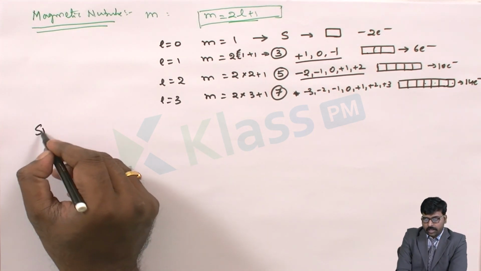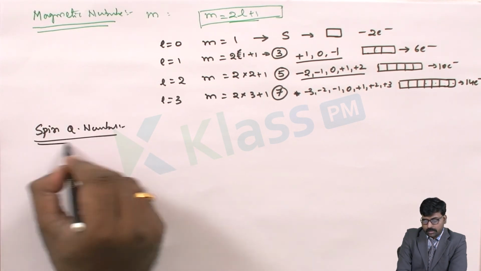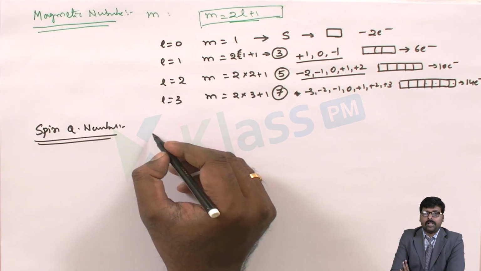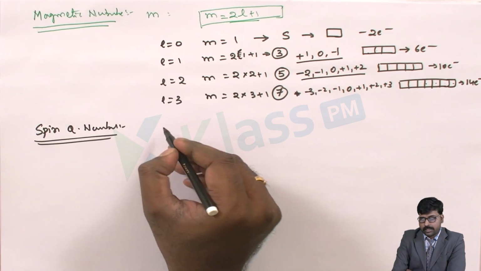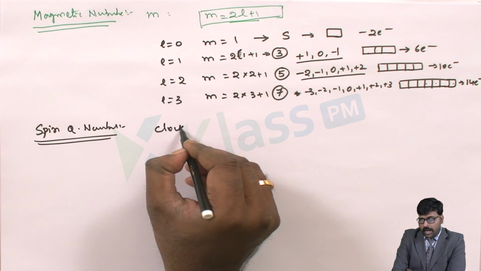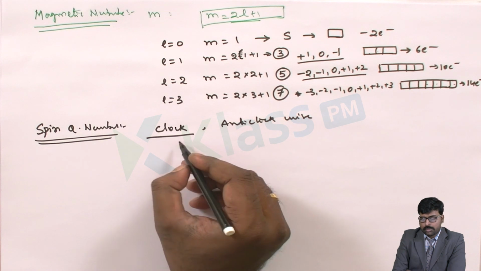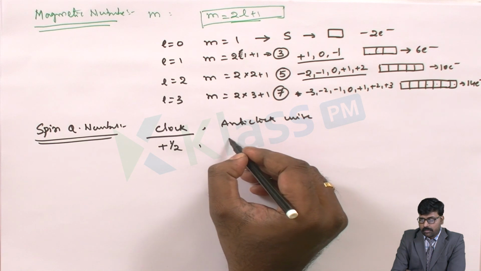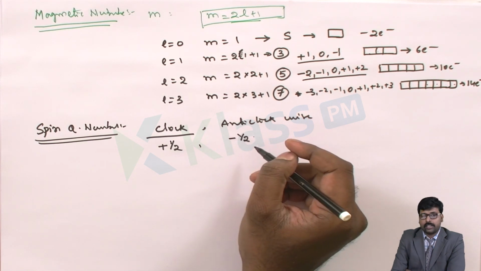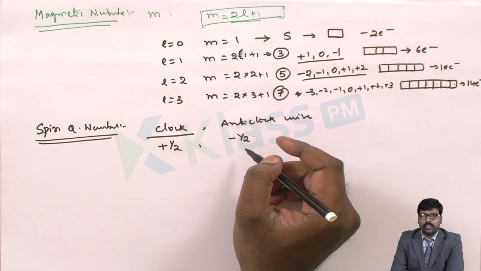And then the spin quantum number, the last one. This spin quantum number tells us how the electron is revolving around the nucleus, in a clockwise or anti-clockwise direction. If it goes in the clockwise direction, it is denoted by plus half, and if it is going in an anti-clockwise direction, it is denoted by minus half. So these are all the basic things regarding the atom, the electron and the nucleus.